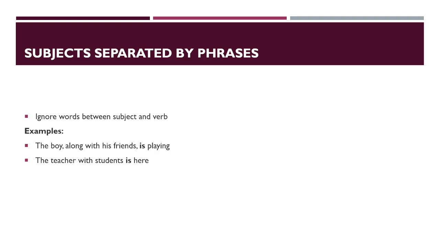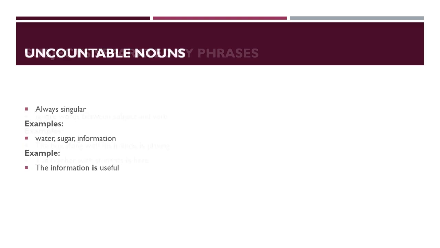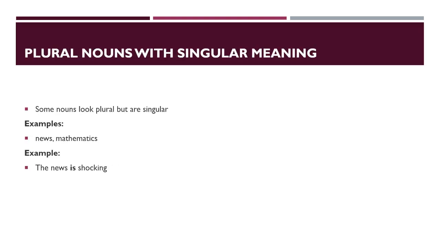Let's look at uncountable nouns. Words like water, sugar, and information are uncountable nouns and they are always treated as singular. So we say the information is useful. Some nouns may look plural but actually have a singular meaning. Words like news and mathematics are singular, so we say the news is shocking.